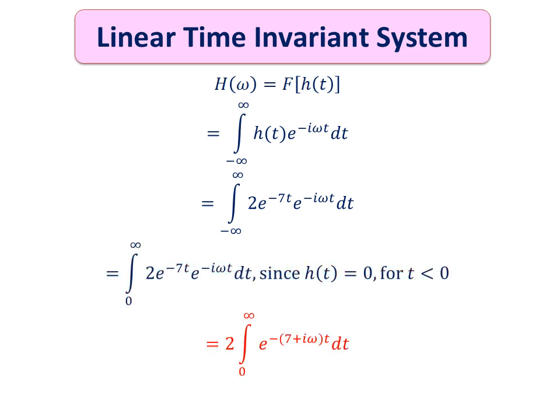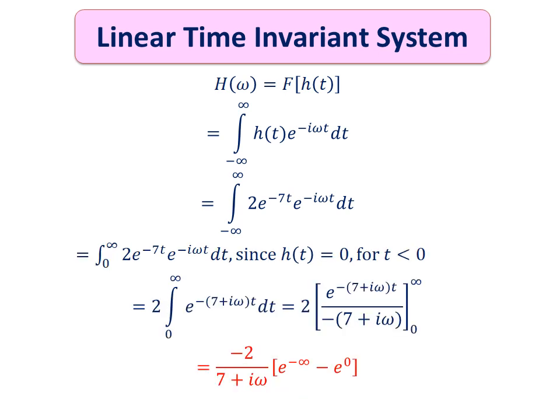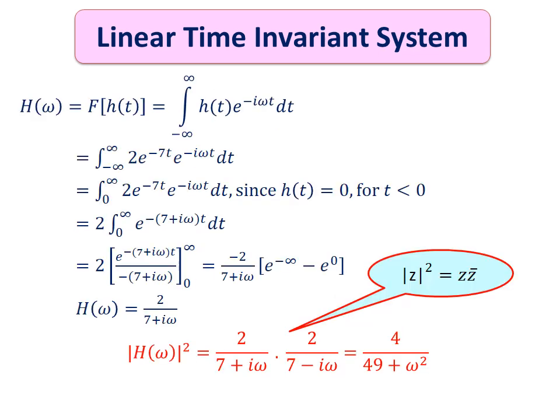Now combining the exponentials, we have e power minus 7 plus j omega into t dt. On integrating this, we get 2 times e power minus 7 plus j omega into t divided by the coefficient of t, and the limit varies from the upper limit to the lower limit 0. Applying the upper limit, it is e power minus infinity, and the lower limit is e power 0. On simplifying, we get 2 divided by 7 plus j omega. This is the transfer function. To apply this transfer function in the result, we need the magnitude square. So I just take the modulus of z square, which is nothing but z and its conjugate.